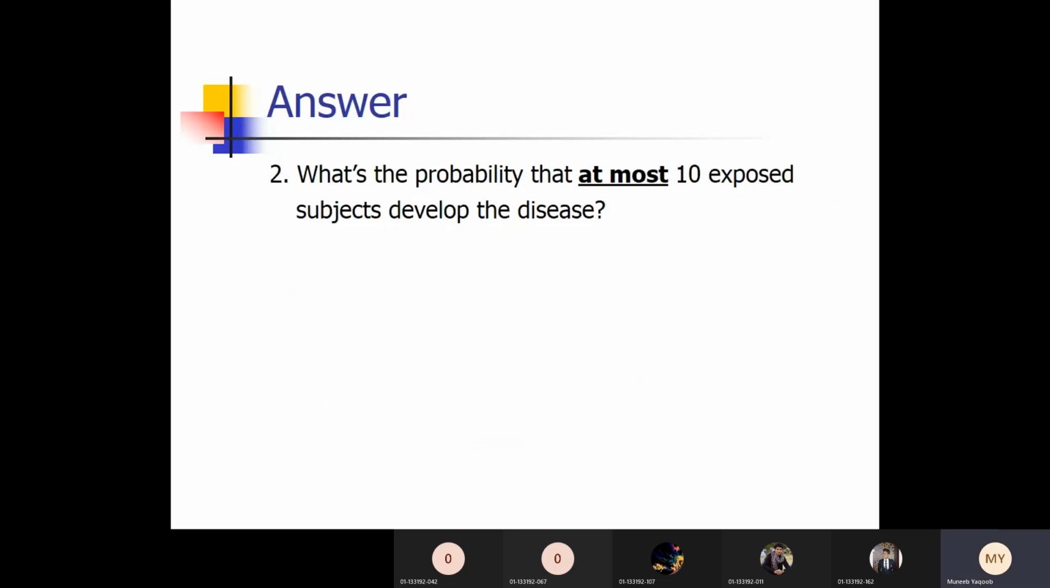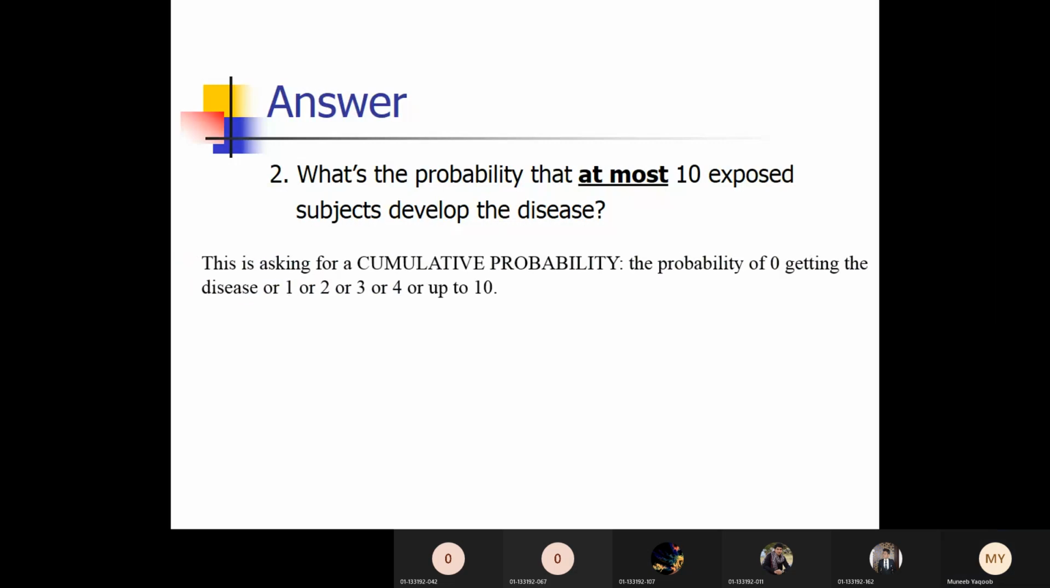Now coming to the next question, or second part of this problem. They are saying, what is the probability that at most 10 exposed subjects develop the disease? Now this is a question which requires the application of the binomial formula 11 times. Applying this formula 11 times is not an easy task. It is a time consuming task as well, and one could make a mistake while applying the formula 11 times.